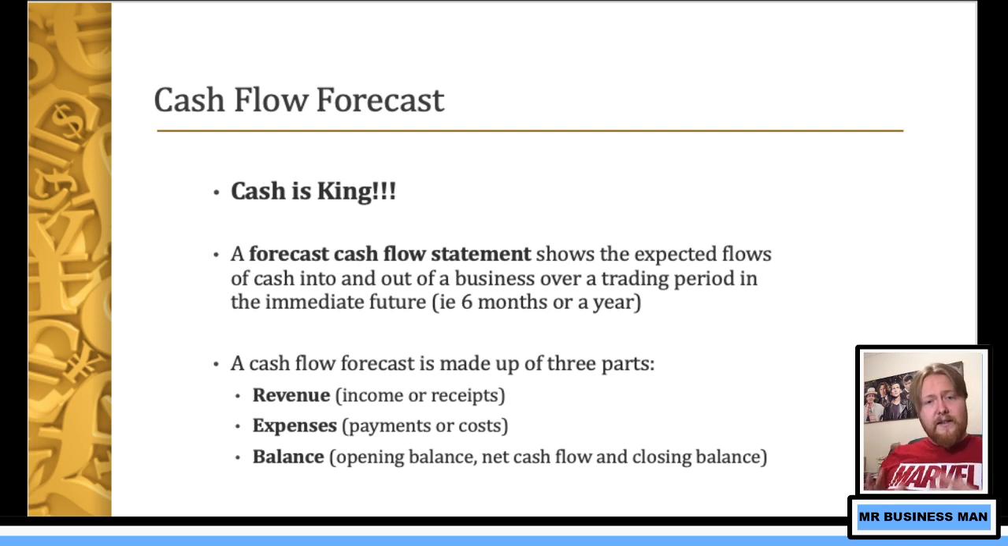So the first thing that we have to understand about cash flow forecast is the idea that cash is king. You might have heard this before when you're talking about business. The fact is cash is the most important. Now, students constantly get this wrong in exams.